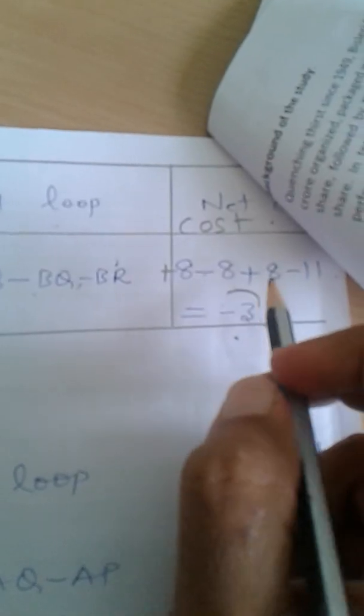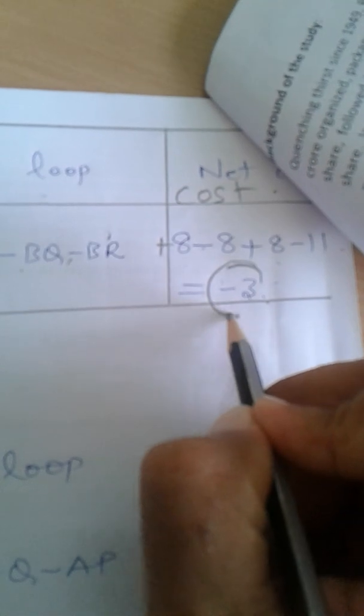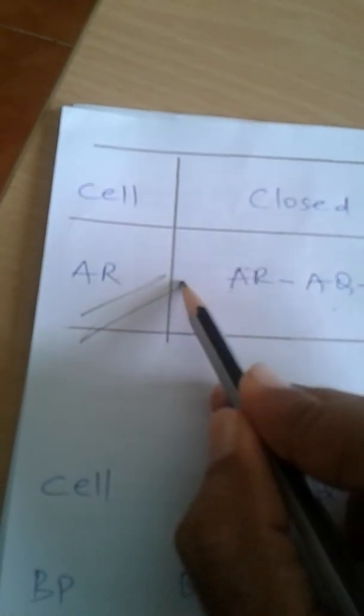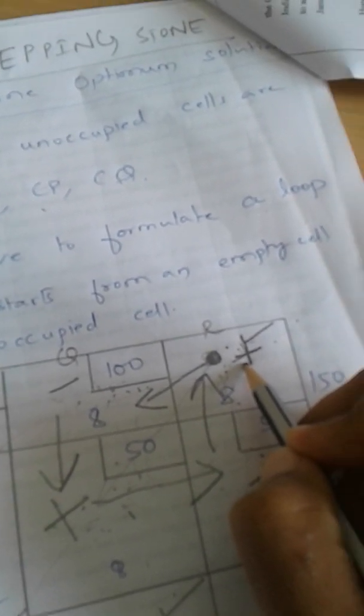Okay, now what it means is that this minus 3 means that by occupying cell AR, right now AR is unoccupied. Now by occupying this cell, we will be able to save 3 rupees transportation cost. Okay, so that is the opportunity of occupying this particular cell. Likewise we have to repeat the same steps for these 3 cells also.